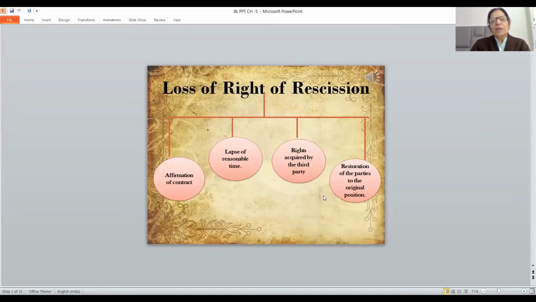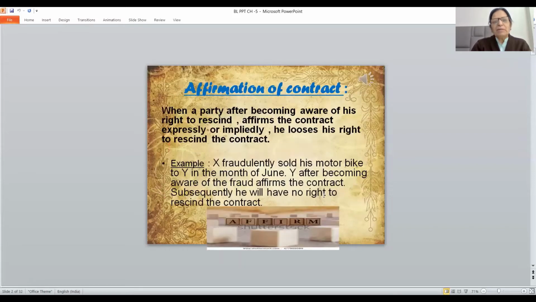Loss of right of rescission. You all know, friends, when we talk about voidable contract, the consequence of a voidable contract is that the party has two options to exercise. One is affirmation and second is the right to put an end to the contract, which is also known as cancellation and also known as rescission of the contract. But there are certain cases when this right of rescission is lost. So broadly speaking, there are 4 points. First is affirmation of contract, the lapse of reasonable time, rights acquired by a third party, and restoration of the parties to the original position. Now, all the points I'll explain with the help of examples.